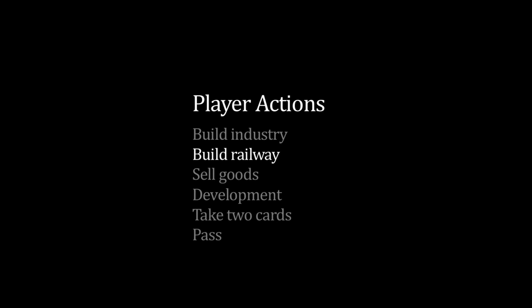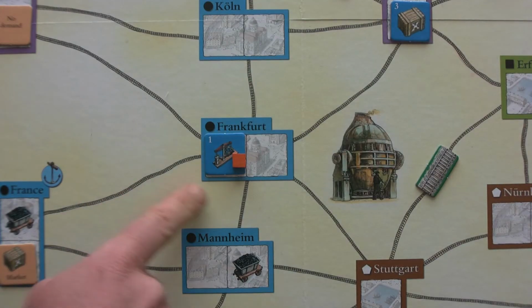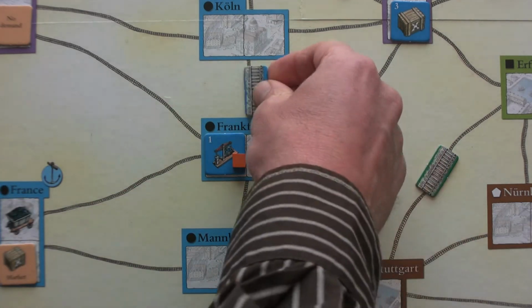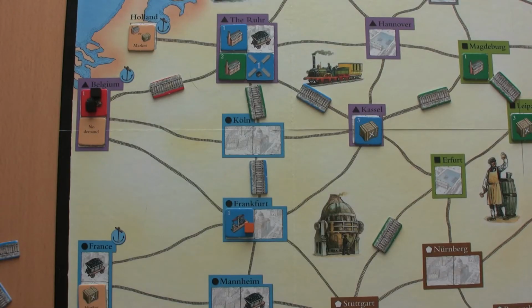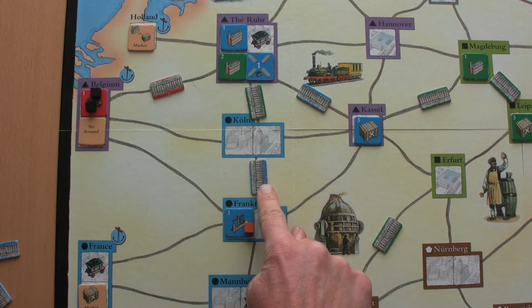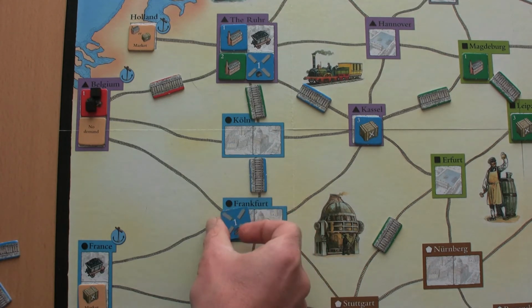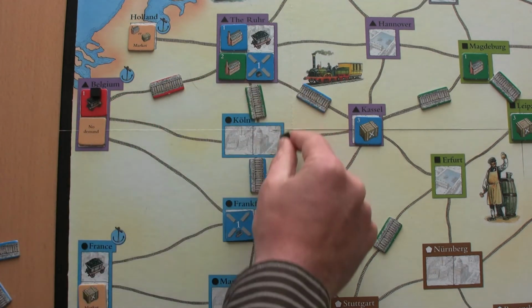A player can build a railway counter on any link that either connects to one of his industries or to a location that he already links to via another railway counter. The first railway counter built costs $1. Each counter built after the first costs $1 plus 1 iron and 1 coal cube to be moved to either of the 2 locations the railway counter is linking.